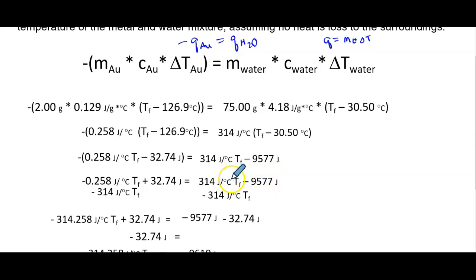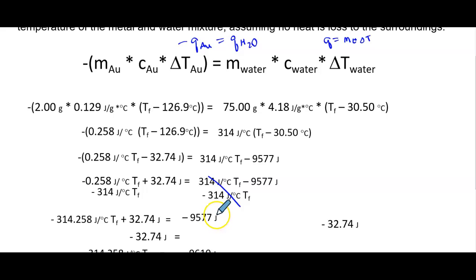So I want to get my TFs together, so I'm going to subtract this TF value from both sides. That's what I'm doing here and here. When I do that, I get negative 314.258 joules per degree Celsius T sub F, and this hasn't gone anywhere yet, equals, technically equals that. Oops, grabbed the wrong thing, sorry about that. Technically equals that. I'm going to get that out of the way for just a moment. So that's what that line would be, right? Because after I subtract this, this will cancel. This cancels. The only thing I have left on this side is this.